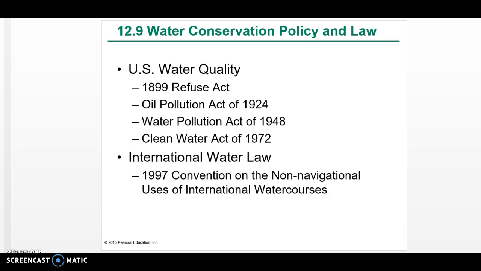U.S. water quality. So these are the different acts that we've put into place, and a lot of these started because of pollution, major pollution. The first time we tried to regulate water quality was in 1899, the Refuse Act. Then came the Oil Pollution Act of 1924. Then the Water Pollution Act of 1948. The Clean Water Act of 1972, and we've had a couple amendments to the Clean Water Act since then, but of course policies take a long time to change. We should be updating it a little bit more often than that.